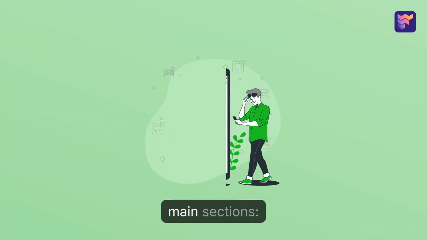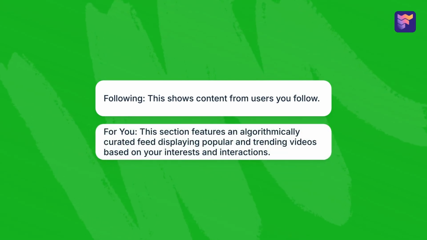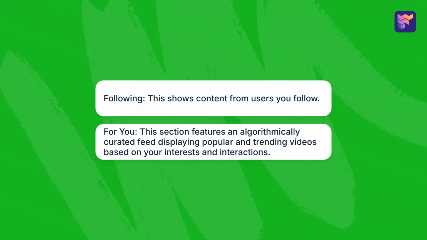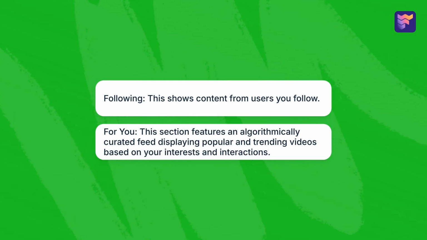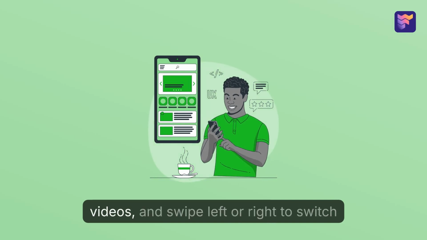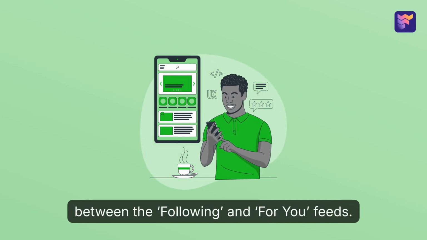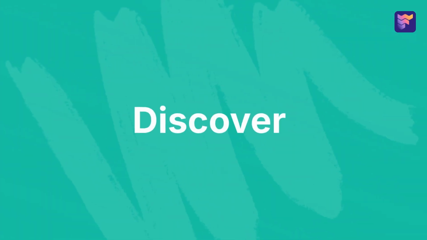Home feed. The home feed is where you'll find two main sections. Following, this shows content from users you follow. For you, this section features an algorithmically curated feed displaying popular and trending videos based on your interests and interactions. You can swipe up to scroll through the videos, and swipe left or right to switch between the Following and For You feeds.